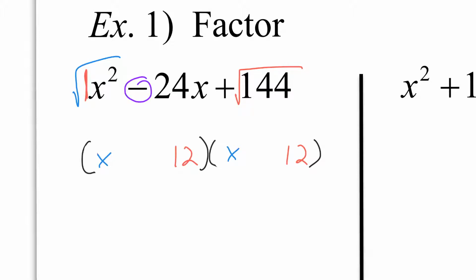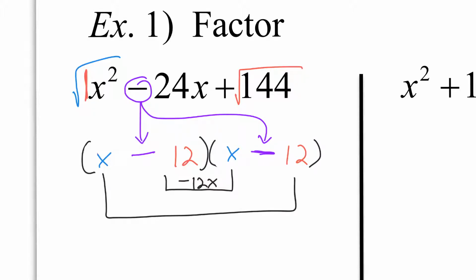So we do have a minus here. I'm going to put a minus right here and a minus over here. Now if you're wondering what happens to the middle term, remember, I'm going to multiply these two terms, negative 12 times x, that's negative 12x. And when you multiply x times negative 12, that's going to give you negative 12x. And when you combine those two, you get a negative 24x. So we do get the term in the middle. We're okay. So this is your answer.